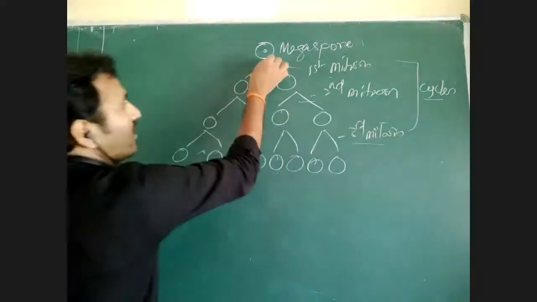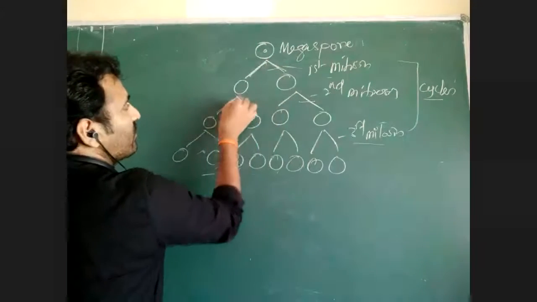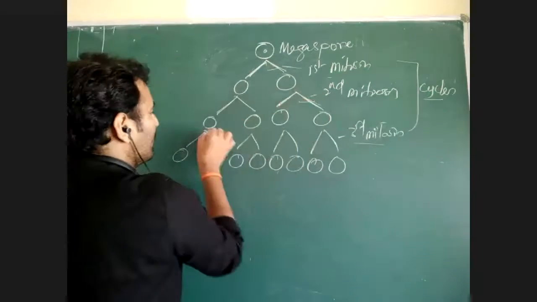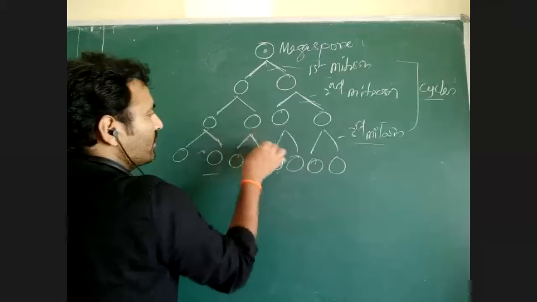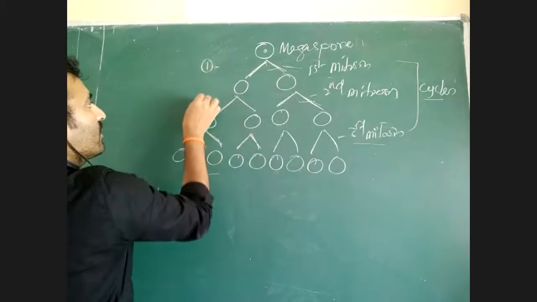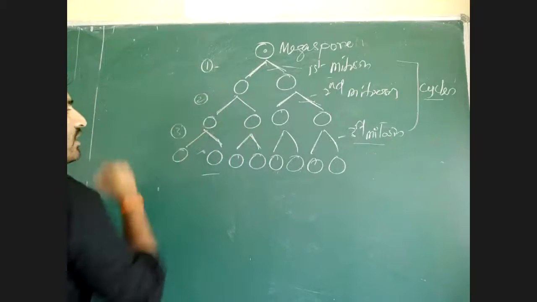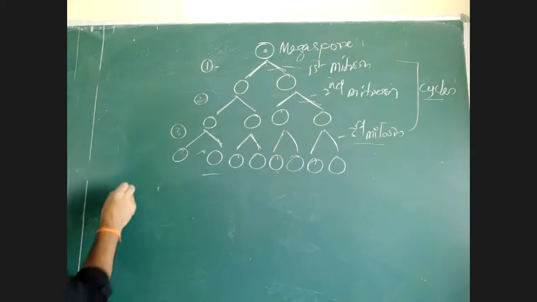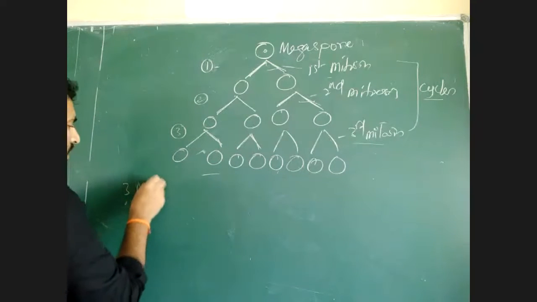See, this is 1 division. This is 1 division. This is 1 division. This is 1 division. This is 1 division. This is 1. 7 divisions here. 1 mitotic division here, 2 mitotic divisions here, 3 mitotic divisions here. So totally 3 mitotic generations.